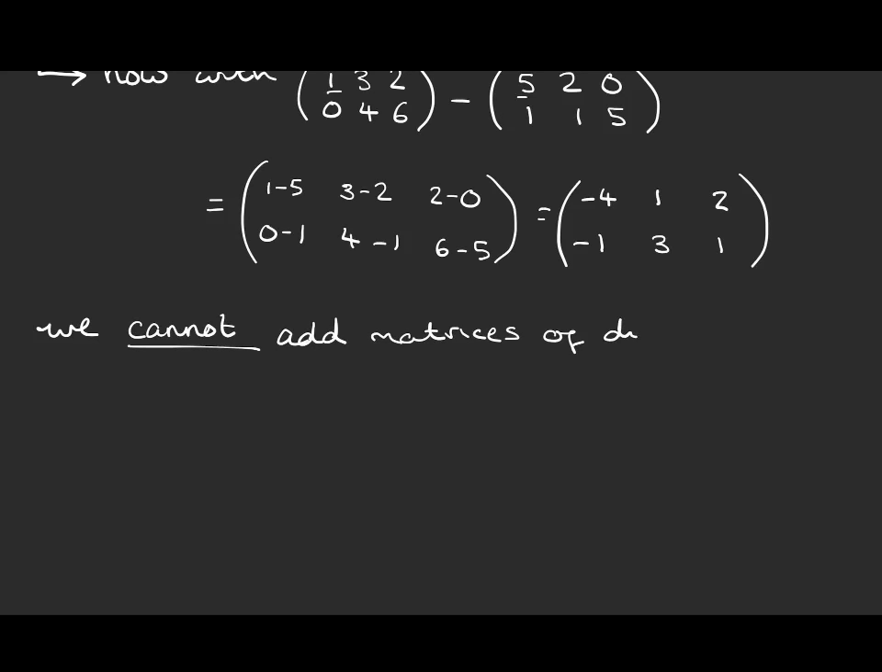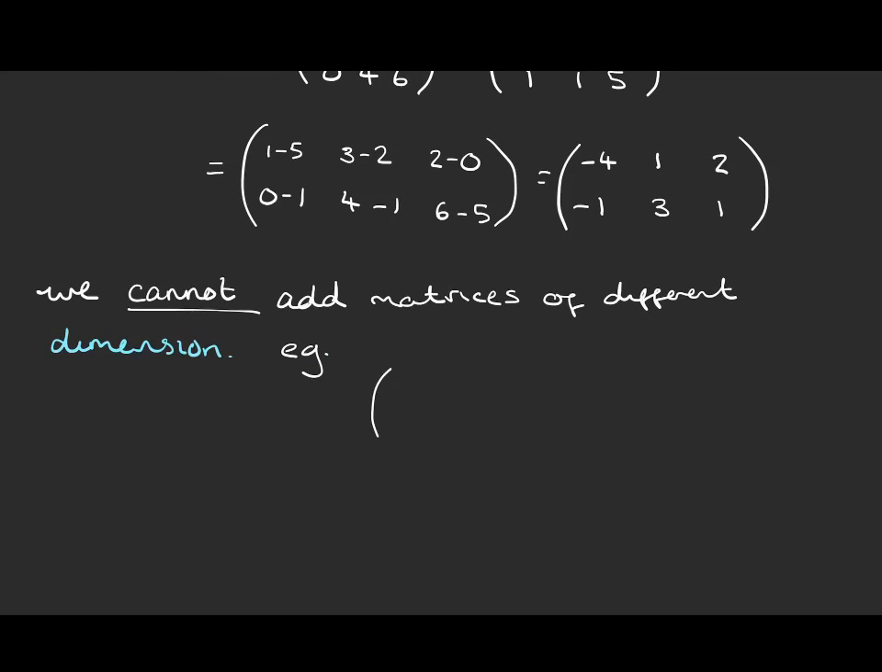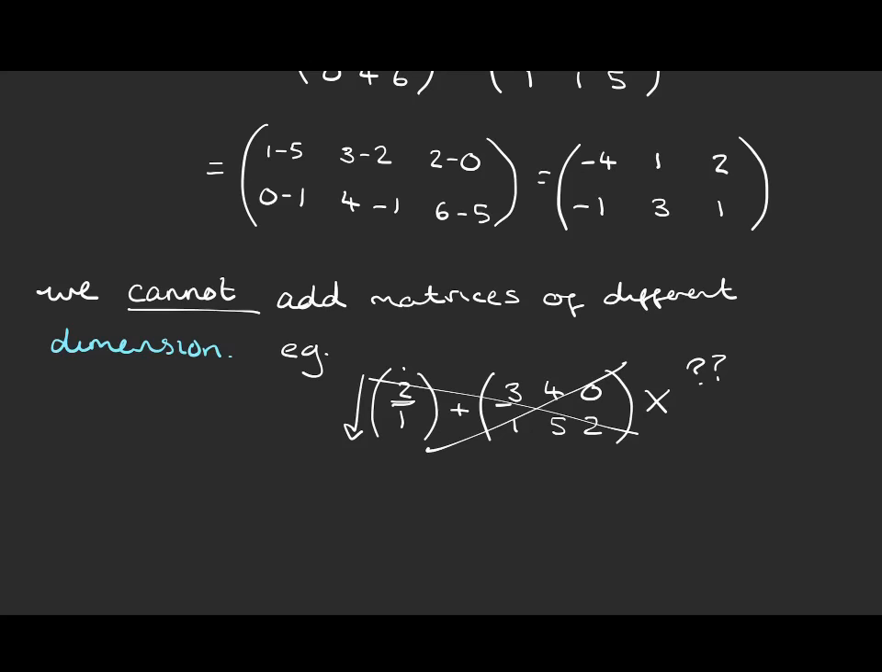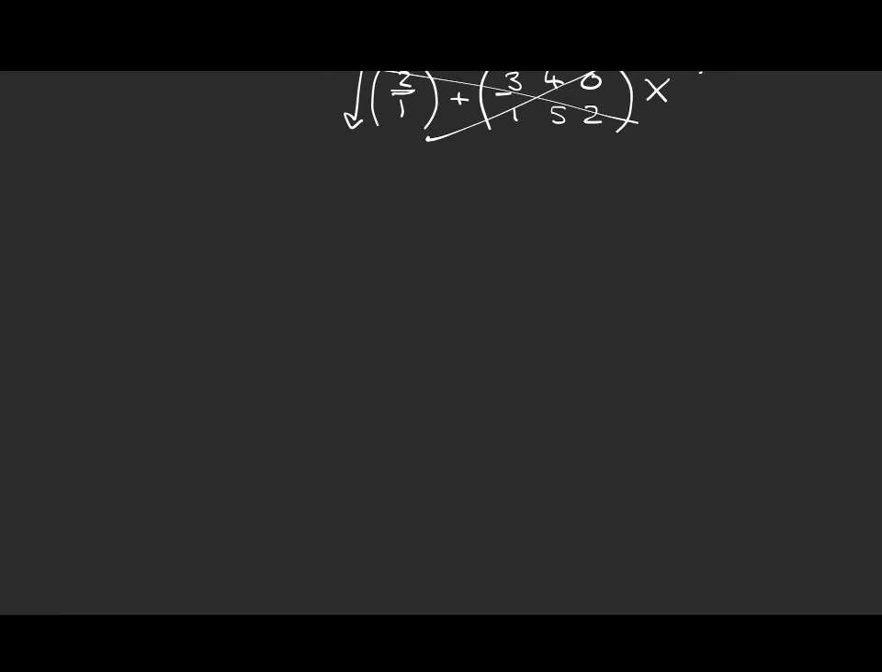We cannot add matrices of different dimensions. And I'm just going to show you a quick example of where we cannot. So 2 1, add 3 4 0 / 1 5 2. Obviously we have 2 add 3 there, but we can't do any others. We cannot add corresponding elements because there just isn't one.